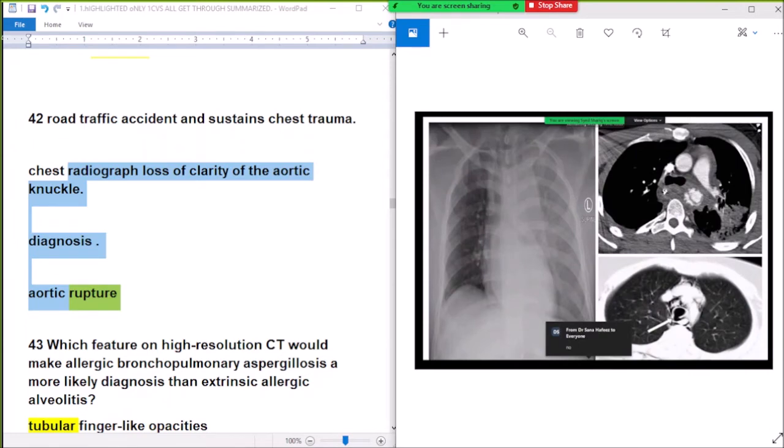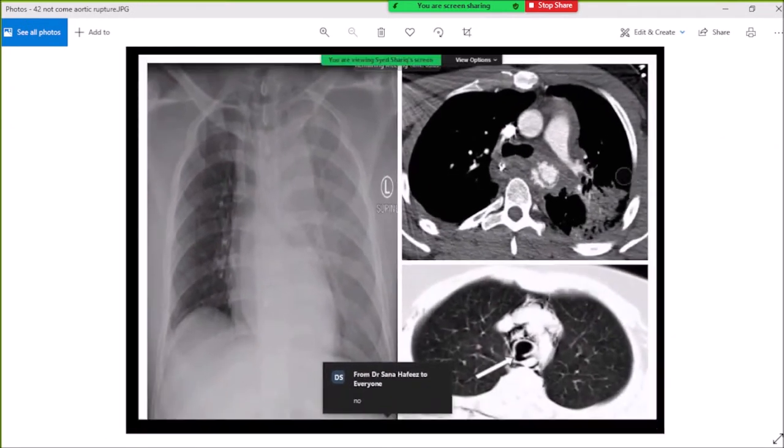See also other images of aortic rupture. Chest radiograph shows widened mediastinum and loss of clarity of the aortic knuckle. Diagnosis: aortic rupture. The CT scan shows hyperdense fluid-like material surrounding the posterior border of the heart, vertebra, and great vessels, and also surrounding the trachea. Diagnosis: hemorrhage due to aortic rupture.